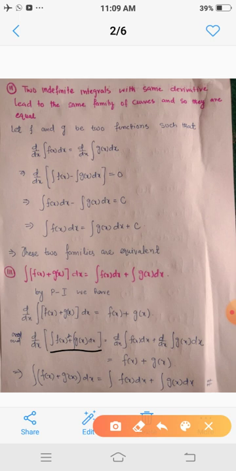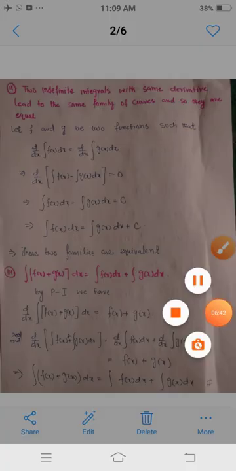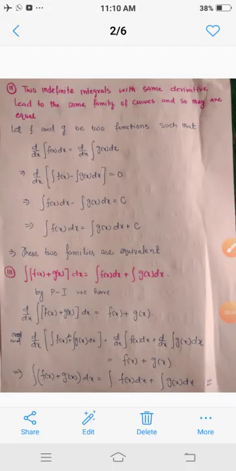Now again by property first, d by dx of integral f(x) dx equals f(x), and d by dx of integral g(x) dx equals g(x). So it is f(x) plus g(x), which implies that d by dx of integral (f(x) + g(x)) dx equals d by dx of (integral f(x) dx plus integral g(x) dx). From these two, both are equal, which implies that those two are actually equal.